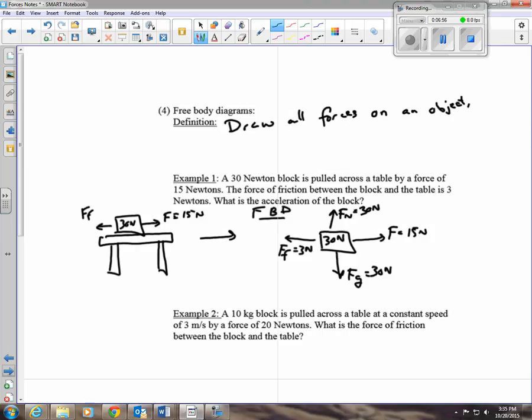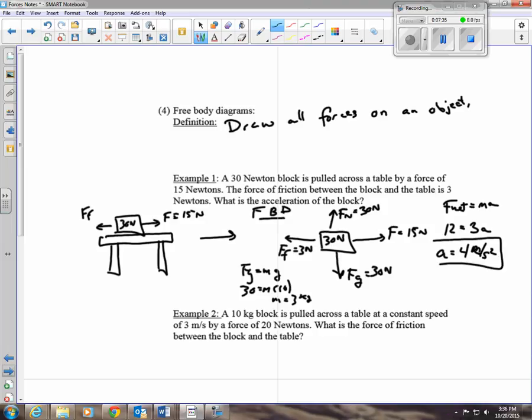Now, I am going to need to know the mass of this thing, so I can go back and calculate the mass using this. So 30 is m times 10. That tells me M, the mass, is 3 kilograms. Now, F net equals MA. F net is the unbalanced force. So I have 30 up and 30 down, they're balanced. I have 15 to the right and 3 to the left. That gives me a net force of 12 equals 3 times A, and A is going to be 4 meters per second squared for the answer.